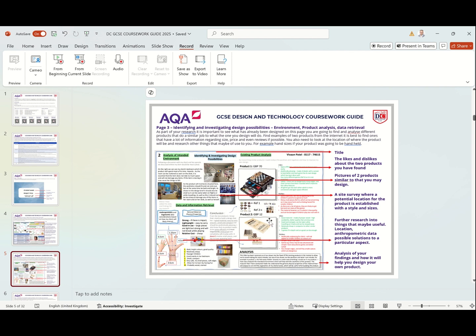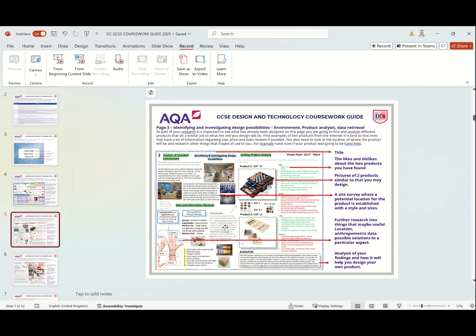So we need to look at 2 different products that may be similar to the one you're designing, and we need to analyse these, finding out lots of information. So this will be secondary research, looking at different products maybe from the internet, where you can find out things like the cost. This student decided to put the positives and the negatives in green and red font, which works quite nicely. And then after that, we need to analyse all of this research and talk about why you collected it and how it would be useful to you moving forward.